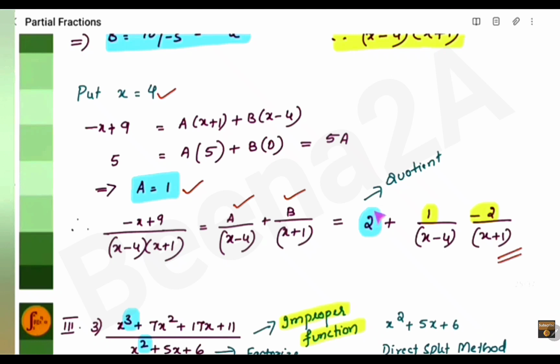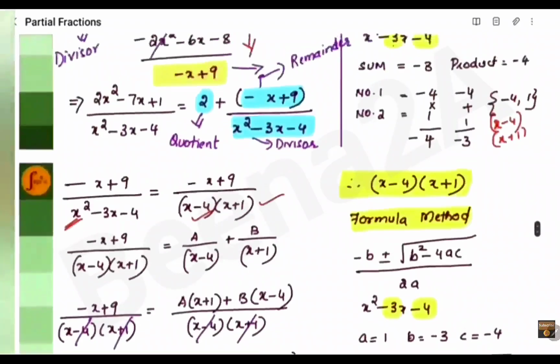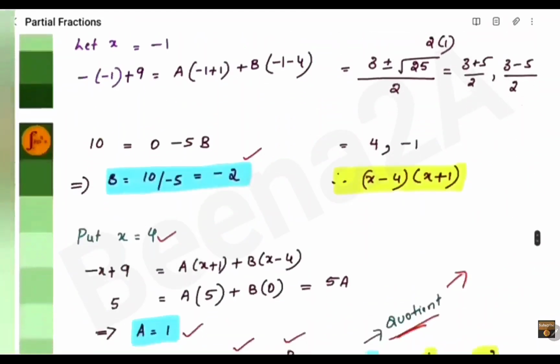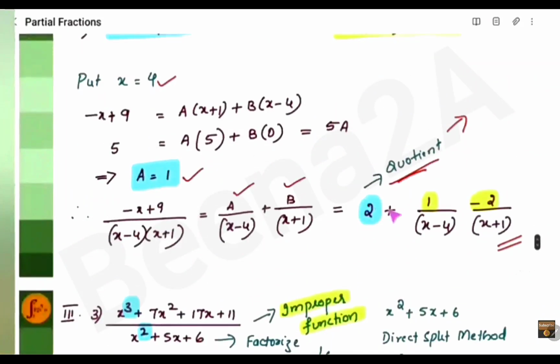But remember to put the quotient. Most of the time we forget to put the quotient. Since this was an improper fraction, we'll have to put the quotient here. The quotient we had got was 2. This was the quotient we had got. So finally we have to add 2 to this entire partial fraction.